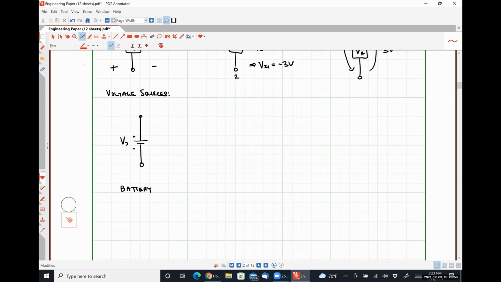Battery is an example of an independent voltage source, where that definition of independent that we came up with earlier still holds true. So an independent voltage source means the amount of voltage being provided by the battery in this case is fixed regardless of what it is connected to. That's true for an ideal battery. It's not remotely true for a real battery, but in this class, we're largely only going to deal with ideal quantities.